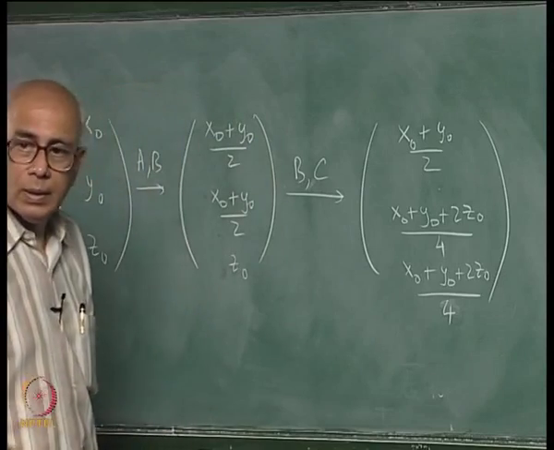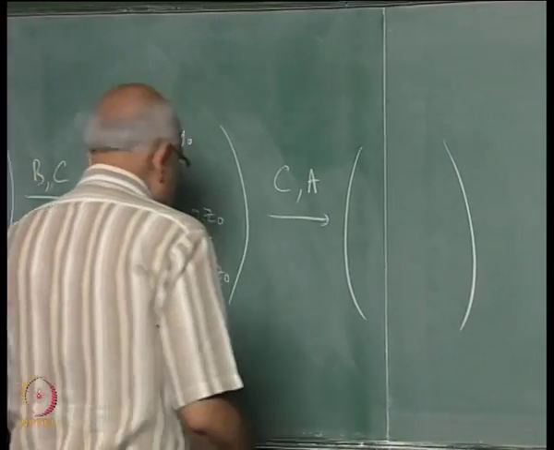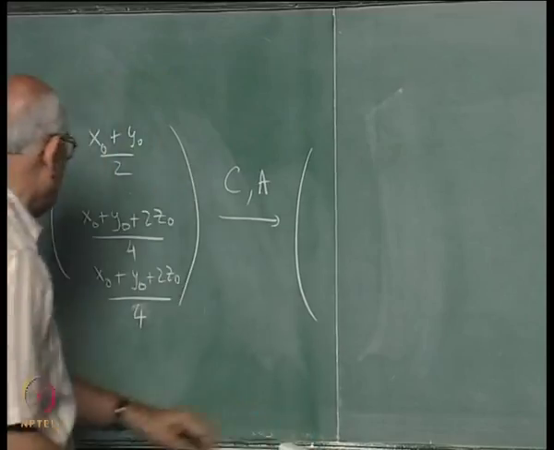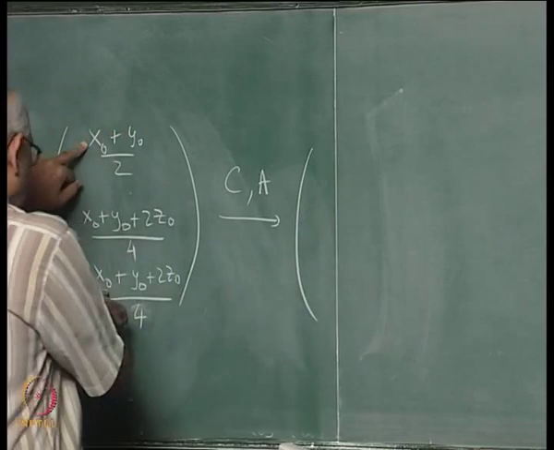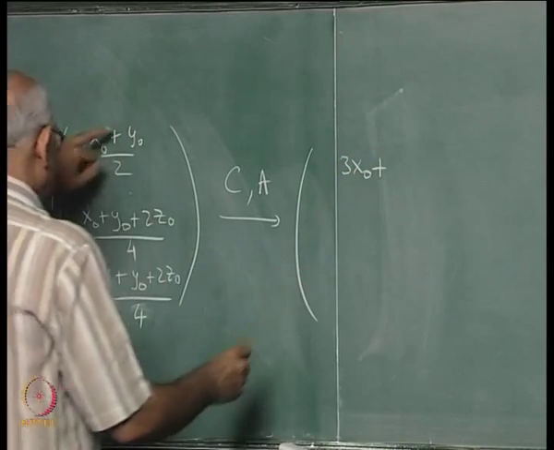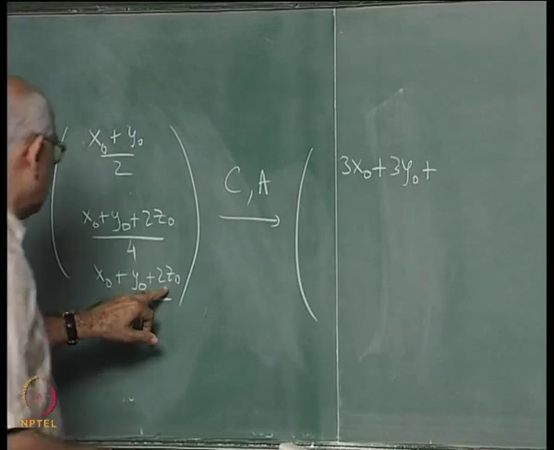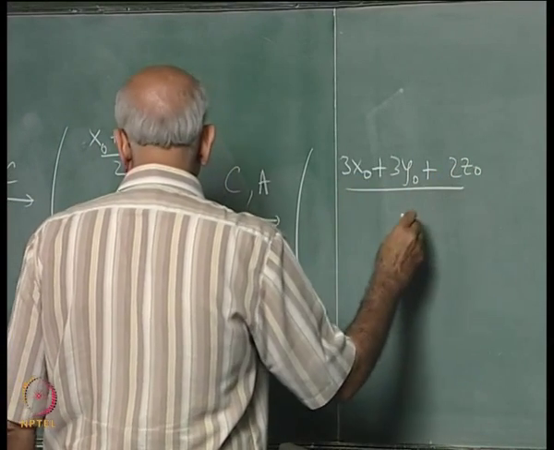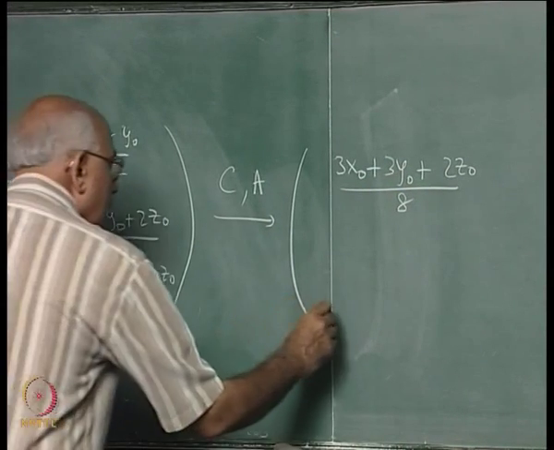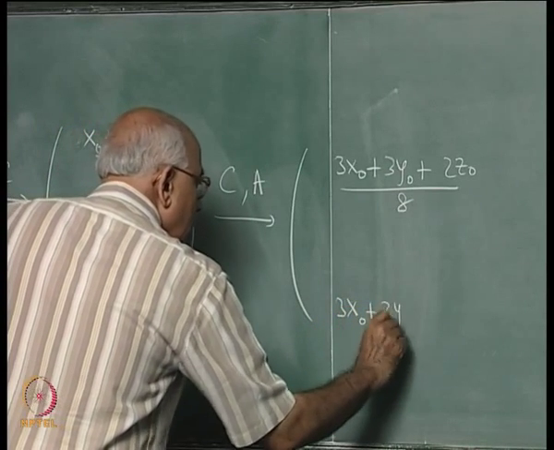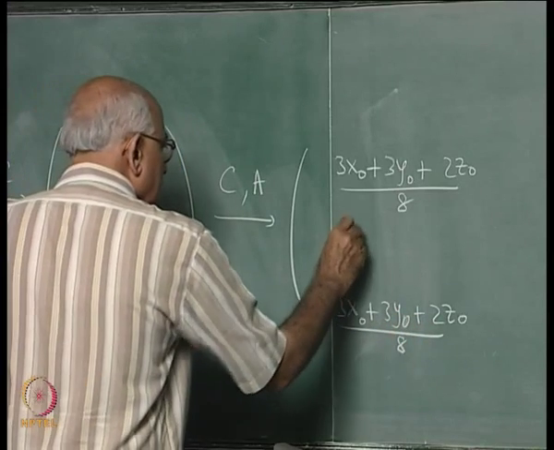In this fashion, and then I change C and A. I equalize these two levels, which is equivalent to saying I take this and this and take the arithmetic average of the two, which is 2x naught plus x naught, so that is 3x naught, plus 2y naught plus y naught, that is 3y naught, plus 2z naught. And the whole thing is divided, this is the common denominator already, so it is equalized, made into 8 out there, and that is exactly what you have here, 3x naught plus 3y naught plus 2z naught divided by 8, and this remains as it is.